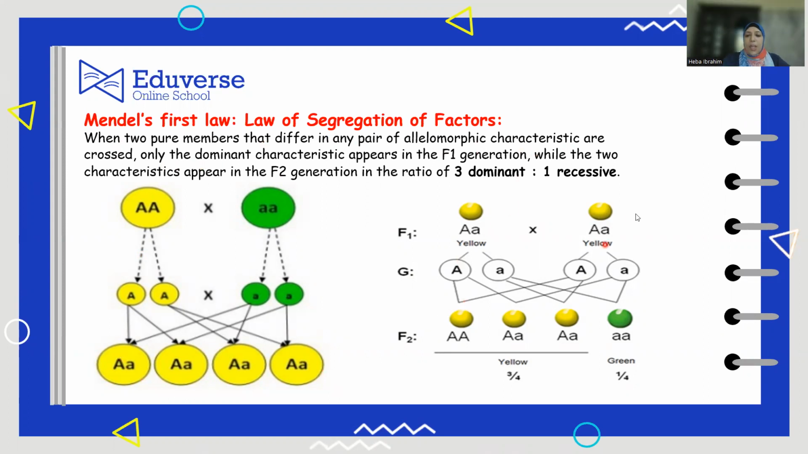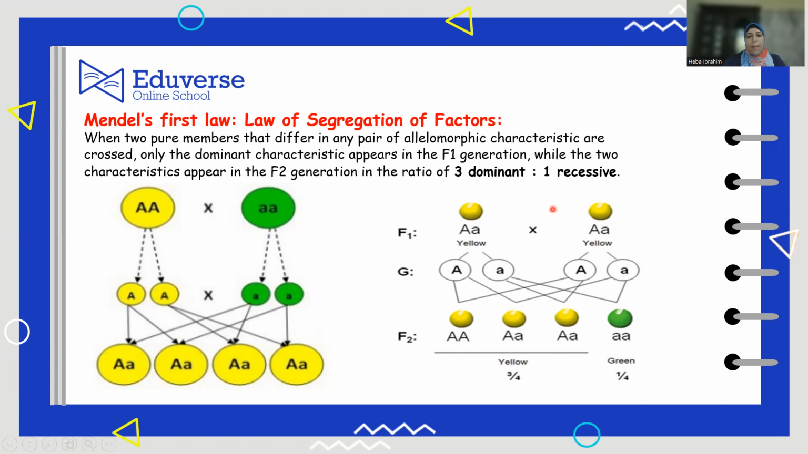While in the second generation, capital A small a crossing by capital A small a, meaning two hybrid yellow seeds, the product will be 75% yellow, the dominant trait, and 25% green, which is considered the recessive trait. Or the ratio between dominant and recessive in the second generation, in the case of Mendel's first law, will be 3:1.